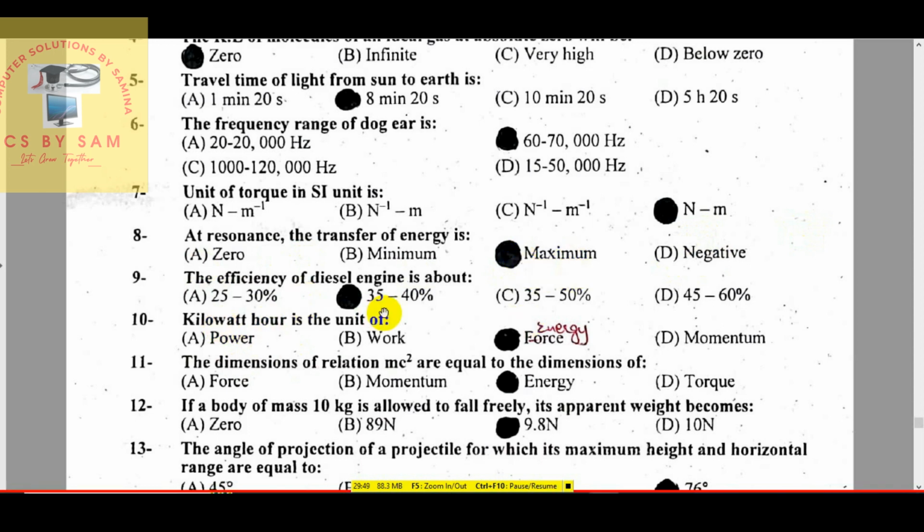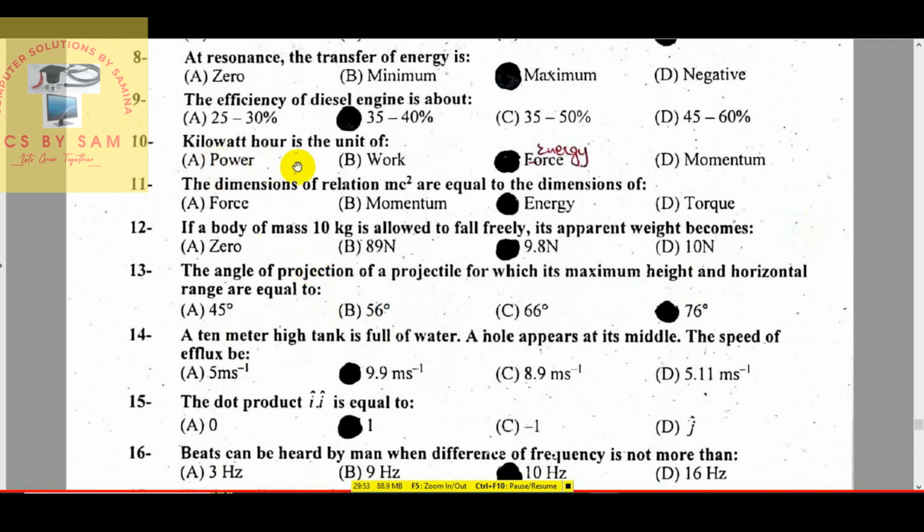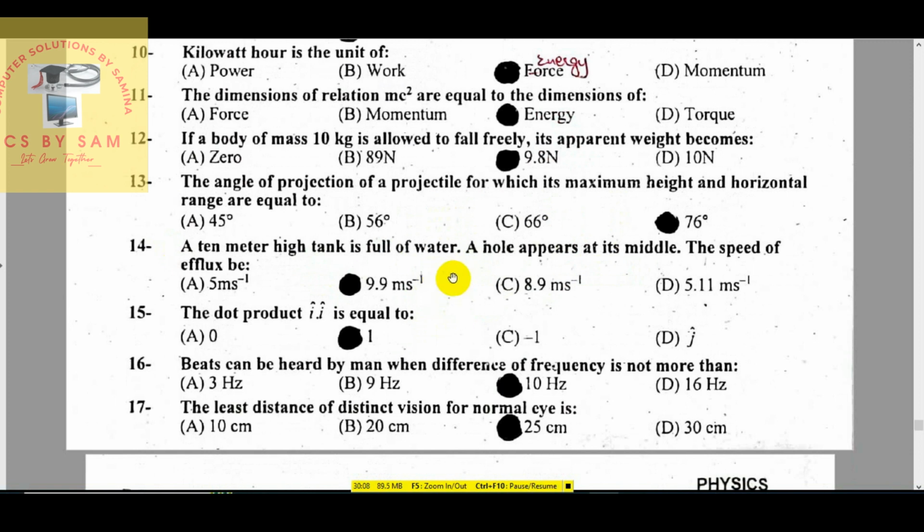The efficiency of the diesel engine is about 35 to 40%. Kilowatt hour is the unit of energy. The dimension of the relation mc square are equal to the dimension of the energy. If a body of mass 10 kg is allowed to fall freely, its apparent weight becomes 9.8 Newton. The angle of projection of the projectile, for which its maximum height and horizontal range are equal, is 76.